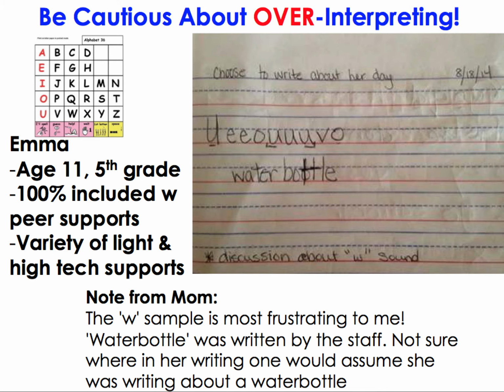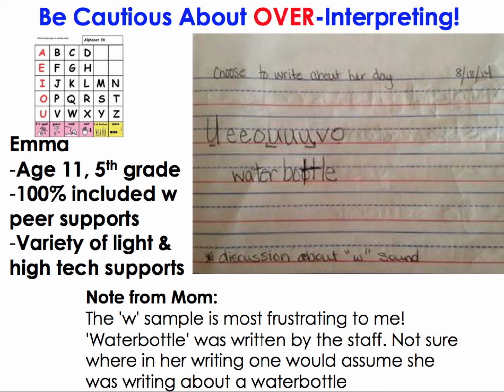I just want to show an example. So Emma had chosen to write about her day, and here are some of the letters she wrote: U, E, E, O, U, U, U. And someone gave the idea that it was water bottle. And this is a note from her mom. The WS sample is most frustrating to me.